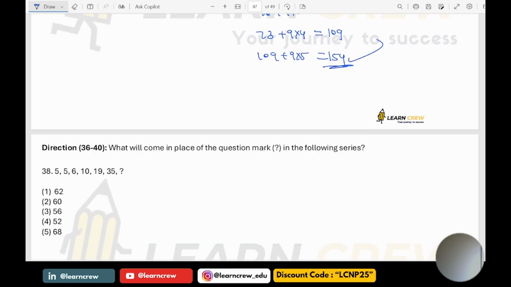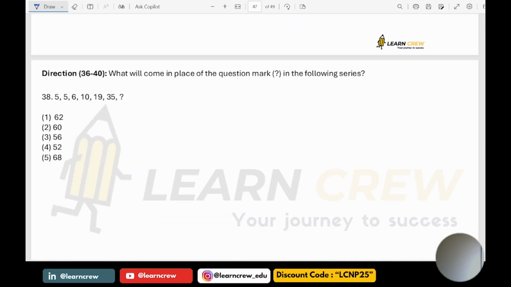Next question. 5, 5, 6, 10, 19, 35. So 5 becomes 5. Note here the difference is how much? Here the difference is 0. Here the difference is 1. Here the difference is 4. Here the difference is 9. Here the difference is 16. Here the difference has to be the next perfect square, 25. 35 plus 25, 60 is the answer.